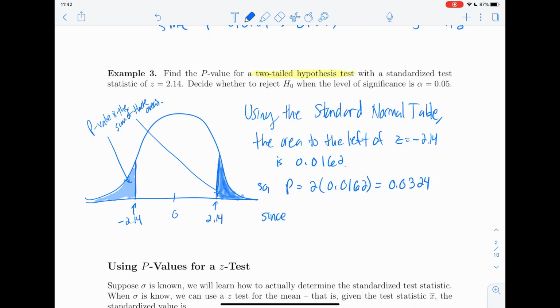And so in this two-tailed instance, we find that the p-value, 0.0324, well, now we compare it to the level of significance given to us, which is different from the previous problem. In this case, it is actually less than the level of significance, 0.05. Our conclusion is that we do, in fact, reject the null hypothesis.